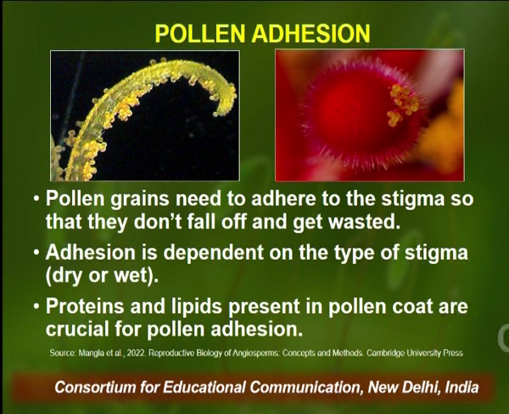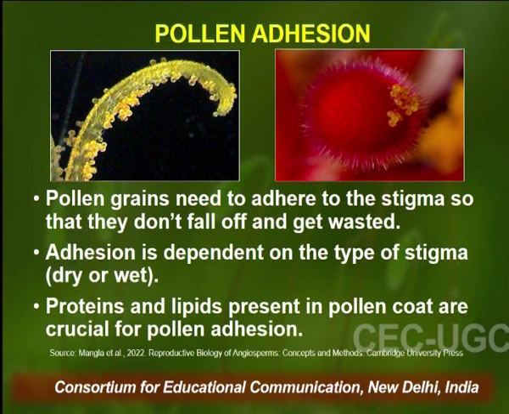conspecific or heterospecific, which land on the stigma, these pollen grains have to stick on to the stigma. They need to adhere to the stigma so that they do not fall off, and if they fall off, they get wasted, right. So, pollen adhesion is the first and foremost process, and it is a very important process so that the pollen remain adhered or sticking around to the stigma.